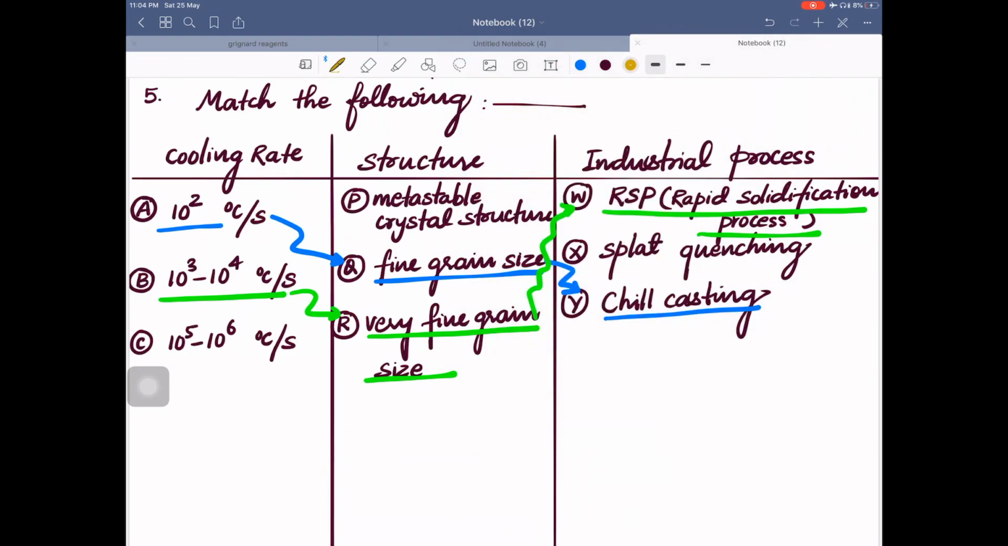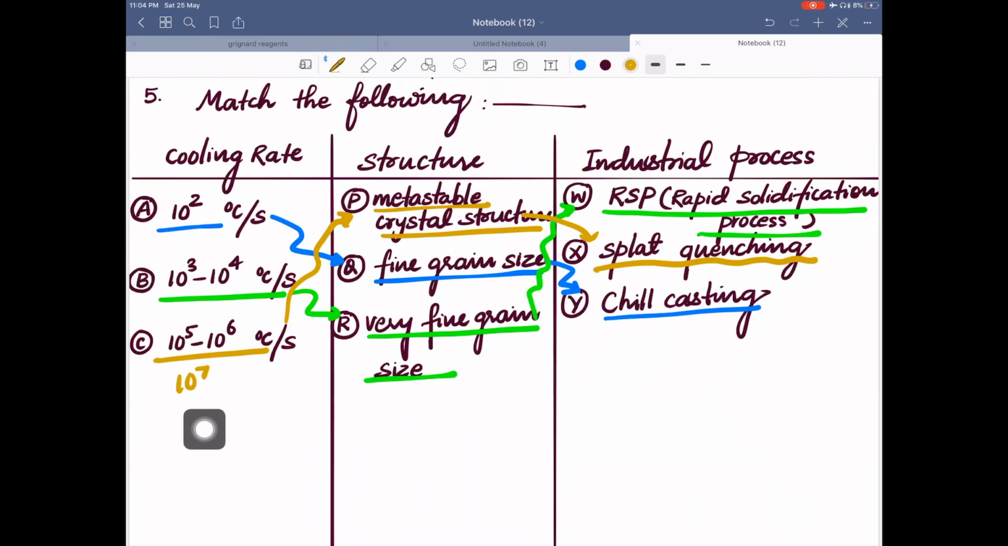And see the last one. If the cooling rate is extremely high, or we can say 10⁻⁷, then in this case 10⁻⁷ is too high, then glass formation can take place. Bulk metallic glass can also be formed in that case if the liquid is directly cooled with this much speed. So this forms basically metastable crystal structure, so it will match with P. And this special process is called splat quenching. That's the splattering or splat quenching.